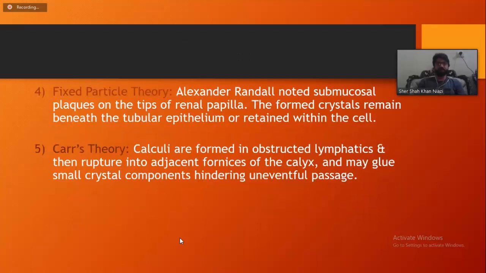The fixed particle theory: Alexander Randall noted submucosal plaques on the tips of the papilla. These plaques were formed of crystals which remain beneath the epithelium or retained within the cell. Then Carr's theory states that calculi are formed in obstructed lymphatics, and then they rupture into the fornix of the calyx and may lose small crystal components entering the urine.